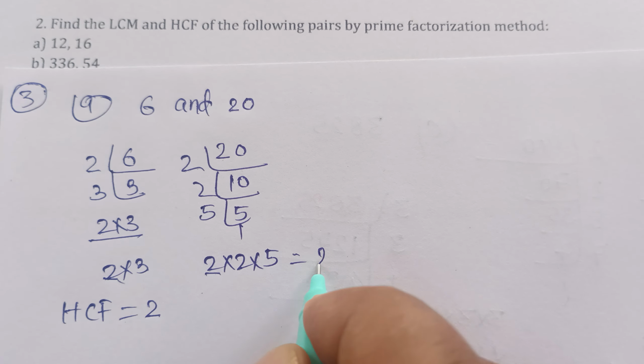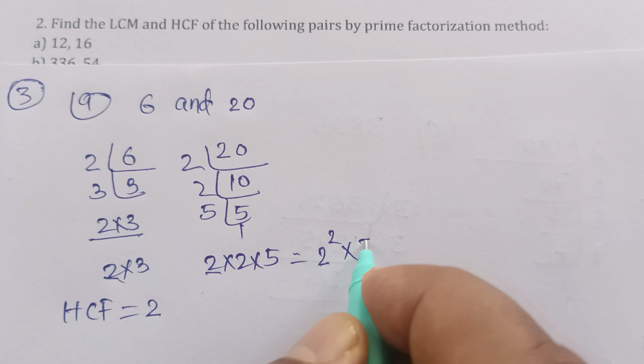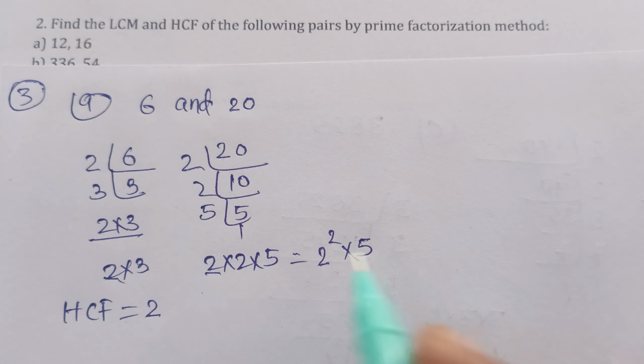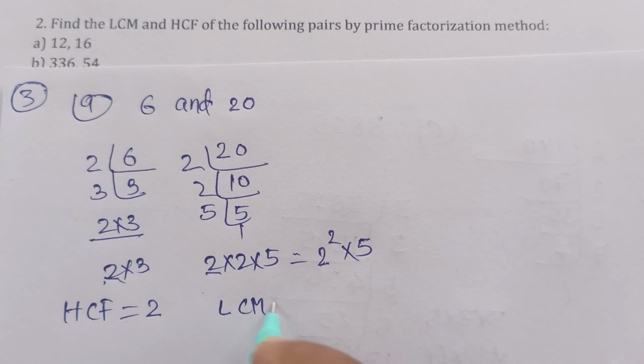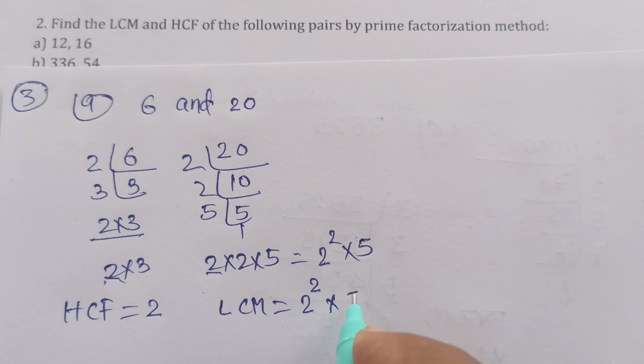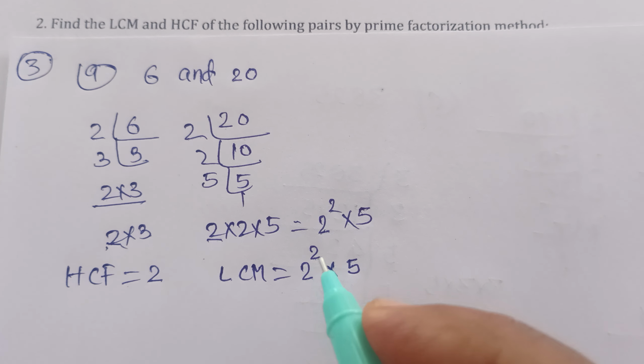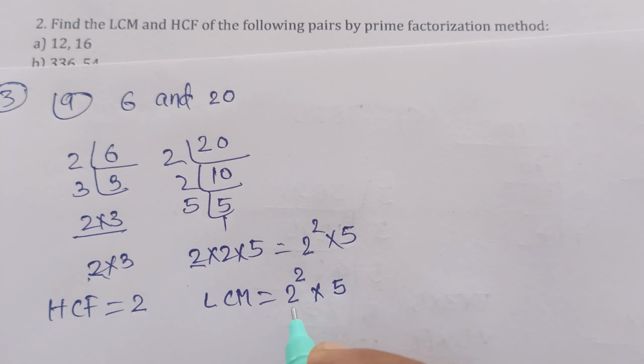For LCM, we write 20 as 2 to the power 2 into 5, and 6 as 2 into 3. What is the highest power of 2? It is 2. So LCM we can write as 2 to the power 2 into 5 into 3.